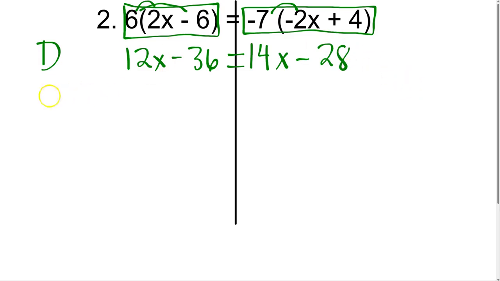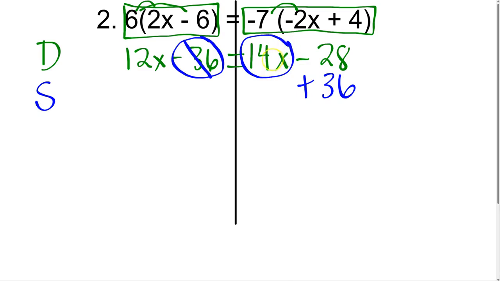Next step is going to be our sort: distribute, sort. I'm going to want to take this negative 36 and move it to the other side. So instead of negative 36, it's going to be positive 36. I'm going to take this 14x and move it with my 12x. I need to put all my variables together, but when I move it, I'm going to make it opposite. So 14, if I move it over, is going to become negative 14x.